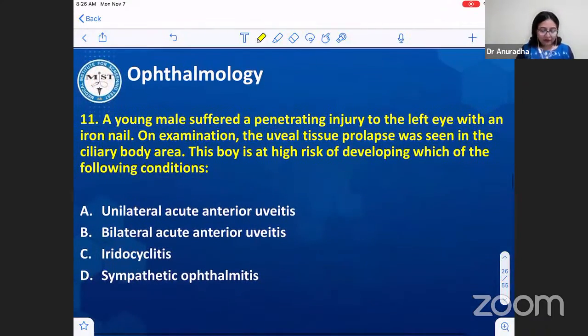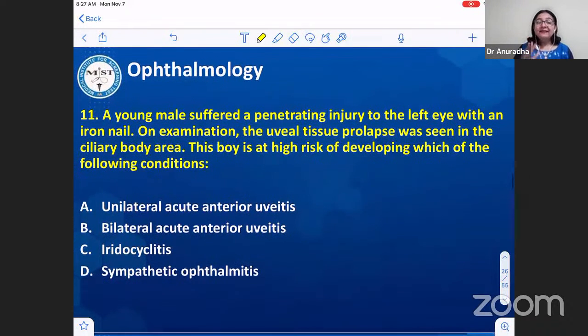Okay, let's move on to the next question, beta. A young male, oh wow, some of you are so fast. You have already given the answer before I read the question. A young male suffered penetrating injury to the left eye with an iron nail. On examination, the uveal tissue prolapse was seen in the ciliary body area. This boy is at risk of developing which of the following conditions?